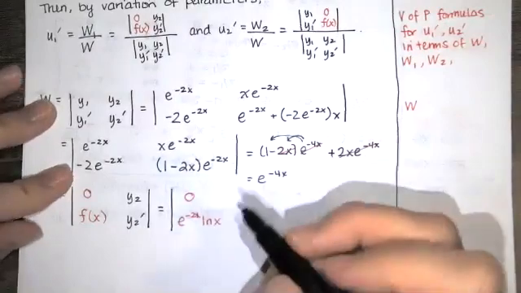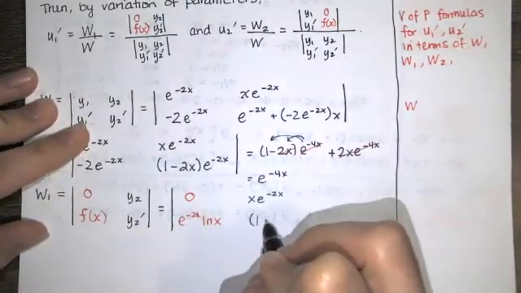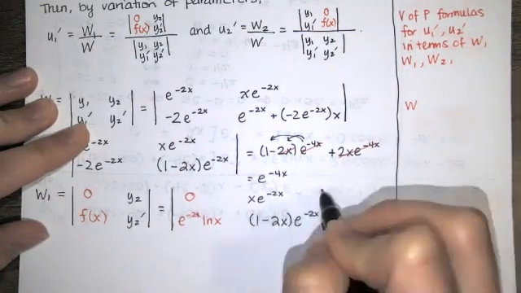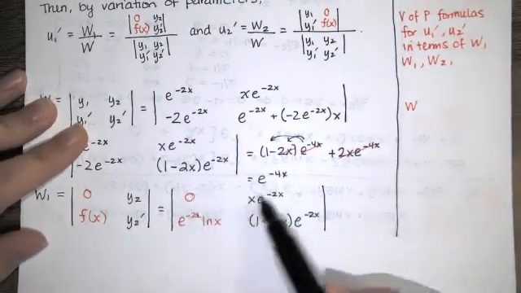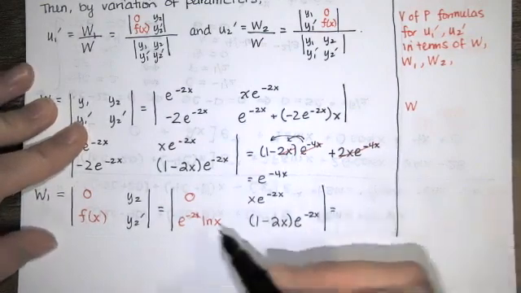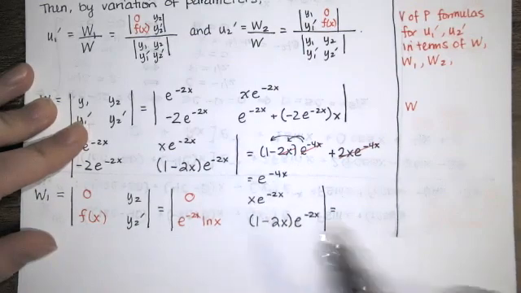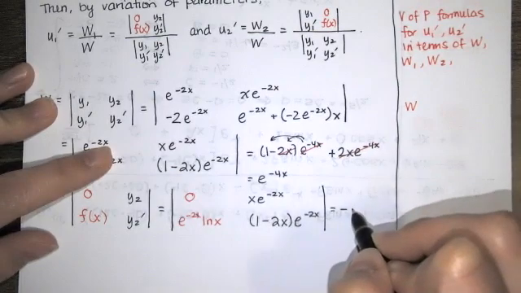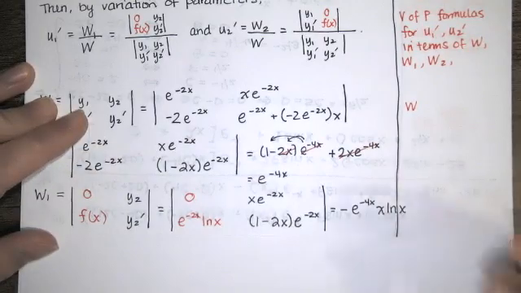And then in the second column, we've got x times e to the negative 2x and 1 minus 2x times e to the negative 2x. When you multiply across this diagonal, you get 0, and then you multiply across this diagonal, and you're going to get x times natural log of x times e to the negative 4x. So it's this 0 minus that, so we're going to end up with negative e to the negative 4x times natural log of x. That's our w sub 1.